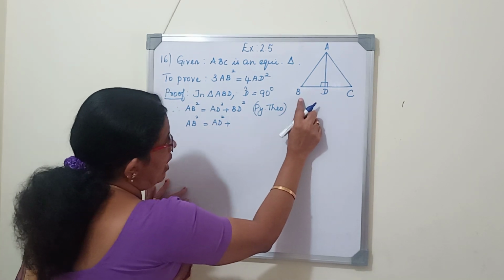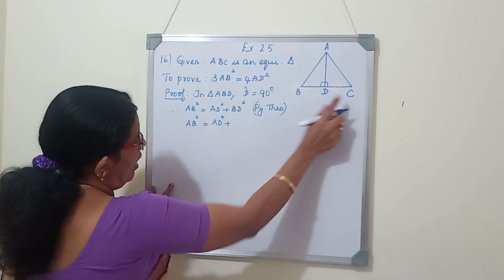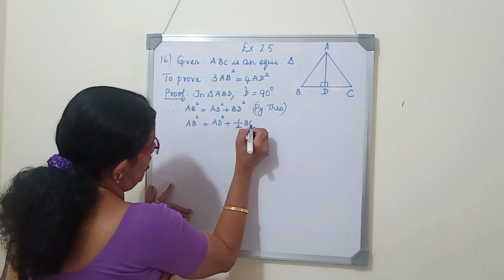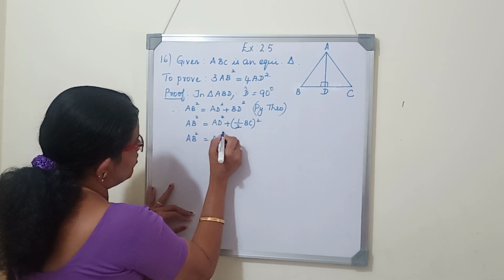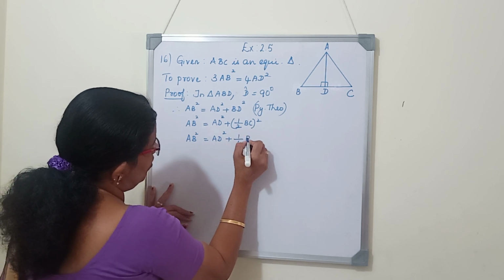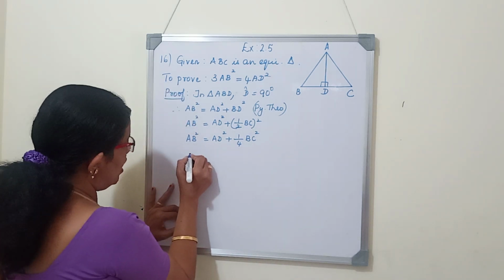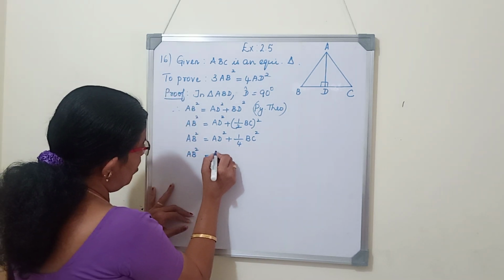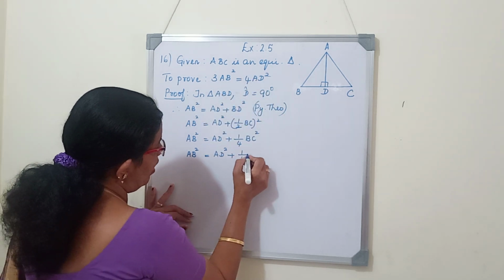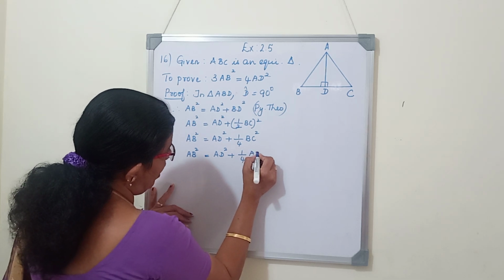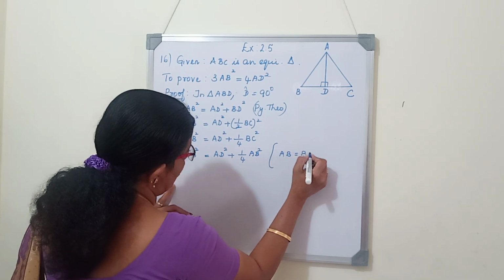Instead of BD, as it is an equilateral triangle, BD is half of BC. We can write half BC the whole square. AB square equals AD square plus 1 by 4 BC square we can write. Now we know that AB, BC, AC all the sides are equal. So instead of BC, the same AB we will write, because in the answer we want only AB and AD. Reason: ABC is an equilateral triangle, so AB is equal to BC.